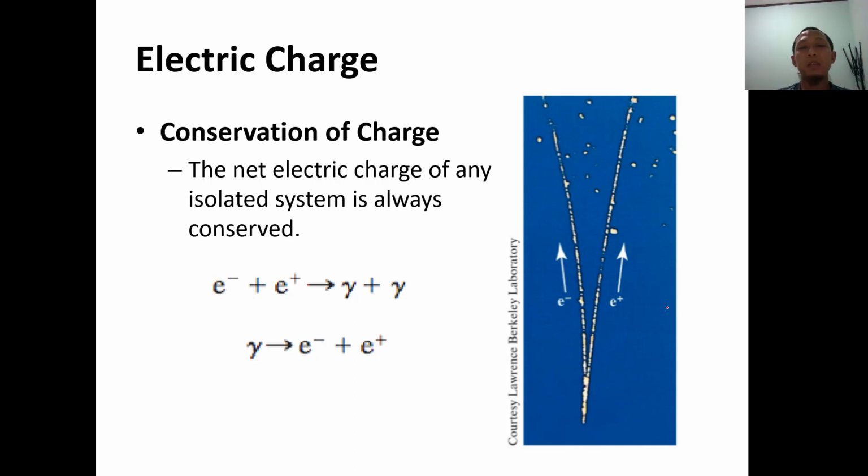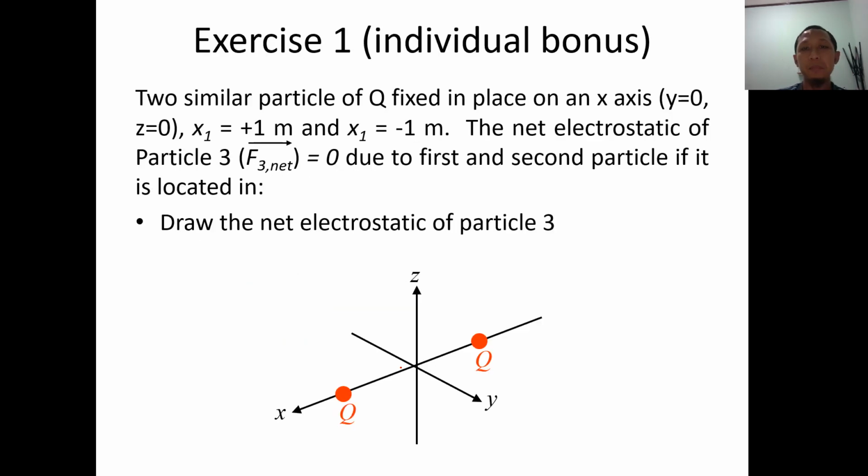And then this is the conservation of charge. The net electric charge of any isolated system is always conserved. So e minus plus e plus means that gamma plus gamma is e minus plus e plus. So this is the total charge in the material.